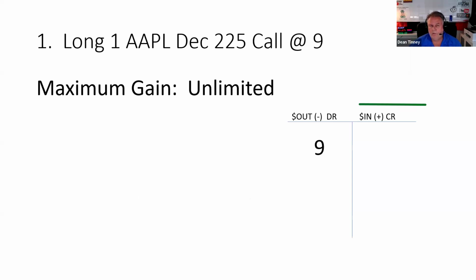A customer goes long one Apple, December 225 call at 9. When Apple's 227. Do we care about where Apple's at when we do this trade? No. Then they either say, at expiration, Apple is.